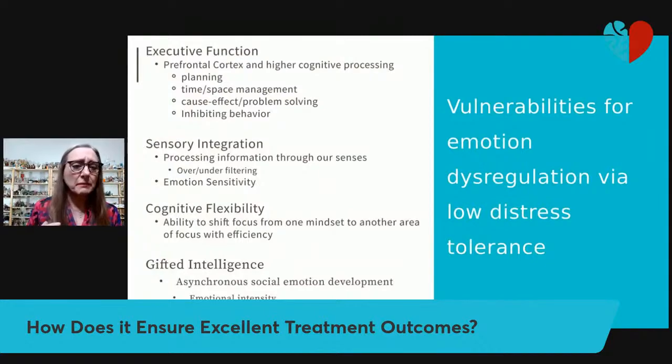And when we're thinking about some of those biological components, we need to be thinking about executive function, and that prefrontal cortex and higher cognitive functioning are involved with planning, time and space management, cause and effect, problem solving, and the ability to stop and think. Some of this is age, like a 5-year-old is not going to be as proficient as maybe a 10-year-old or a 15-year-old. So you've got to think, like Carla was saying, about those developmental things. And also Carla said, yes, parental stress.